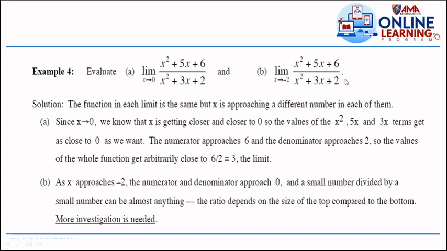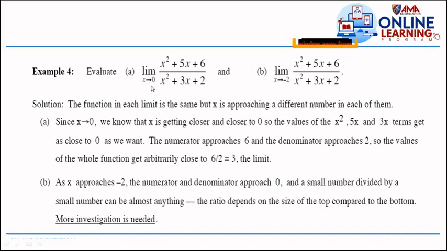So pag titingnan po natin, sabi dito, solution. The function in each limit is the same. So tama yung function nila, pareho lang sila, no? Yung letter A po natin, the same function with your letter B. Okay? But x is approaching a different number in each of them. So dito, x approaches negative 2. The other one, x approaches 0.